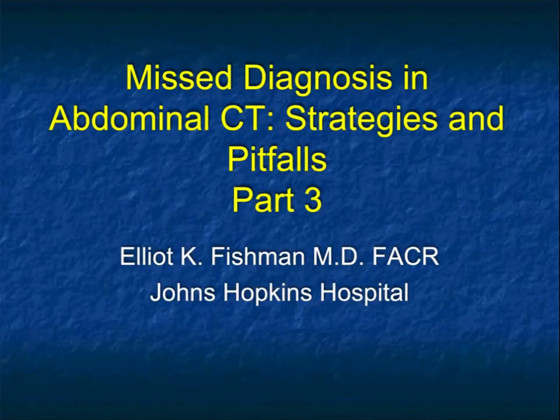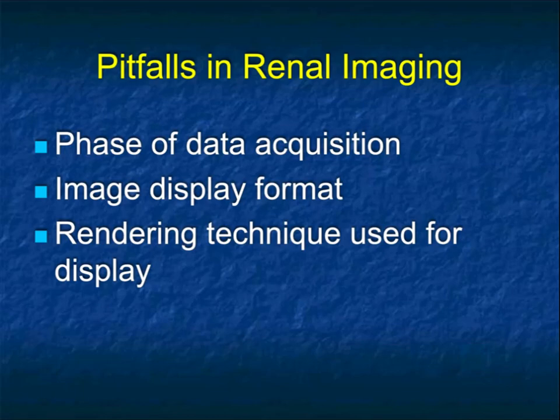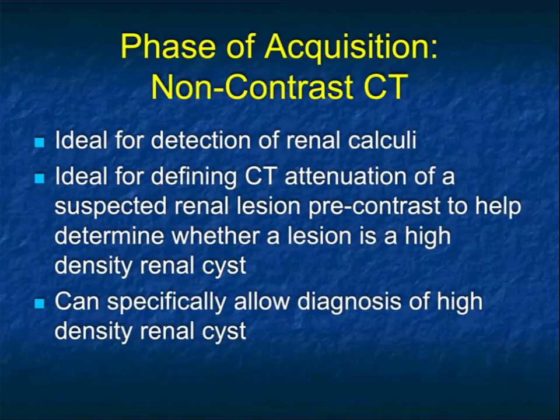Welcome to part 3 of our discussion on misdiagnosis in abdominal CT, strategies and pitfalls. We left off last time suggesting that we were going to talk about renal imaging, which we will indeed talk about. If I look at some of the pitfalls, a lot of them relate to protocols. The importance of phase of data acquisition, the display format used, and the rendering technique. All three of these can help increase or decrease the frequency of error.